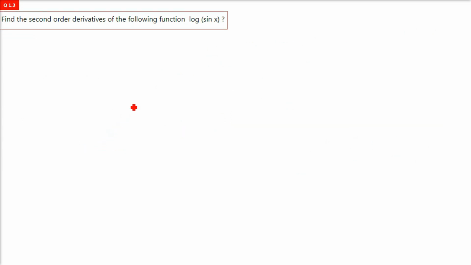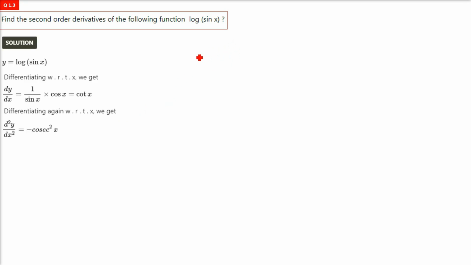Same thing we have to do: the second order derivative, that is, differentiate the function twice. So you have y equals log sin x. Let us differentiate it with respect to x, or you can also write it as y prime. Log of anything is 1 by that thing. So 1 by sin x. Differentiation of sin x will be cos x. So cos x by sin x is simply cot x, and we know the differentiation of cot x.